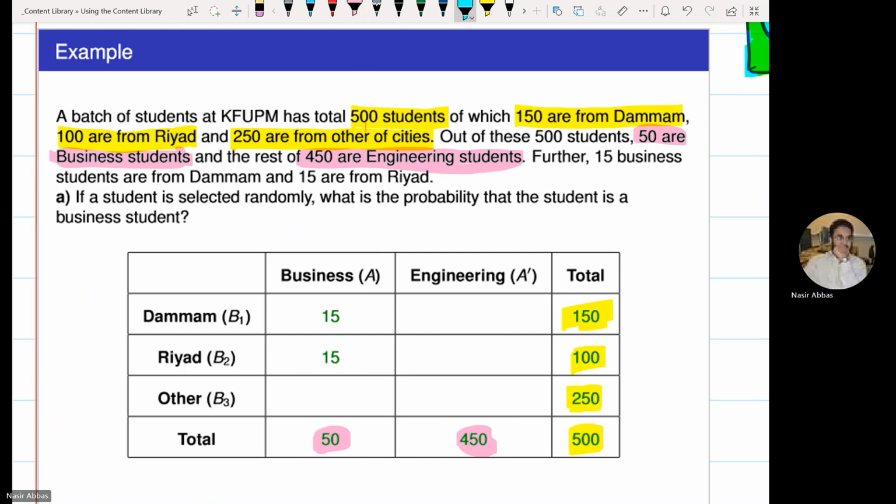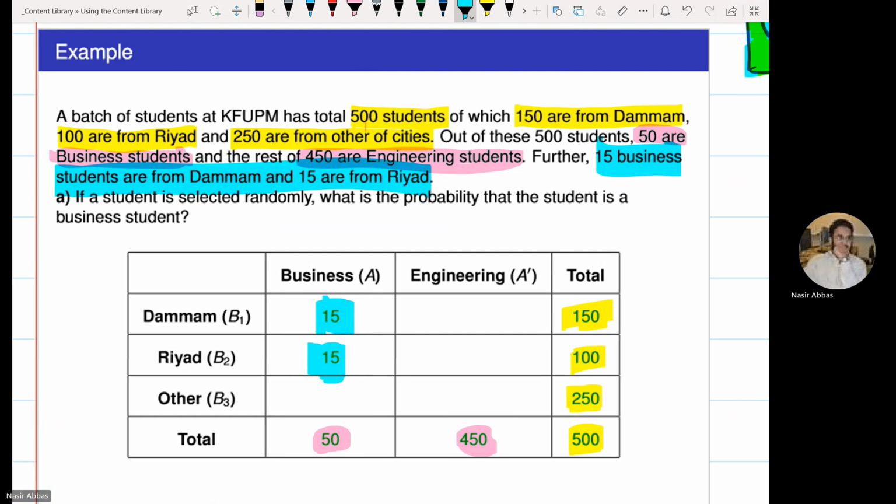Further, there are 15 business students that are from the MUM and 15 business students that are from Riyadh. So this 15 is what? This 15 is now the intersection between the MUM and business. We said 15 students are business and they are from the MUM. And there are 15 students who are business and they are from Riyadh. So we get these two numbers, 15 and 50.